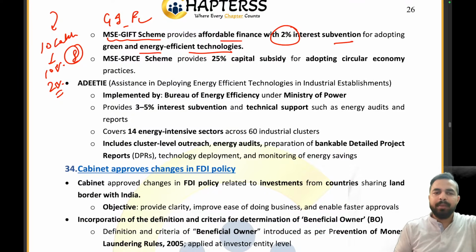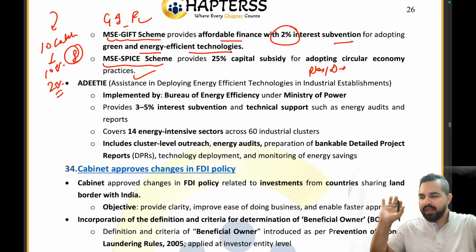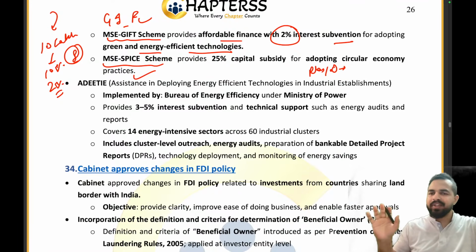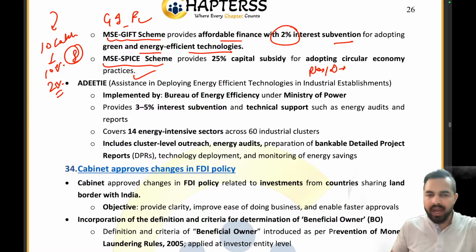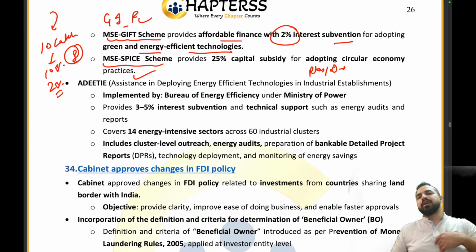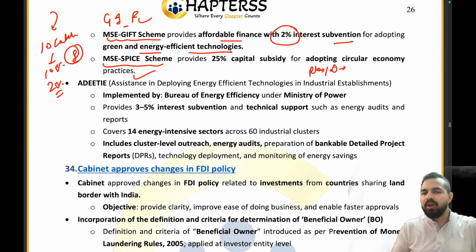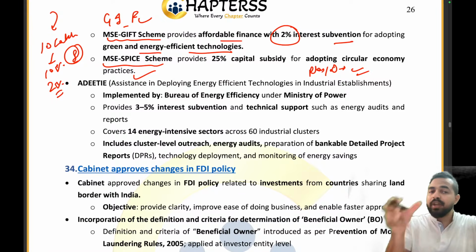Now come to the next scheme, that is the MSME SPICE scheme. There the company basically wants to adopt a circular economy practice. I already told you the circular economy example today, let me tell you again. In the usual economy, you use a plastic or disposable cup, drink water from that cup, and dispose of it. In the circular economy, let's take an example, I have this glass cup. I use this glass, drink the water, wash it and reuse it again. This is an example of circular economy where we use the material or the product again and again.